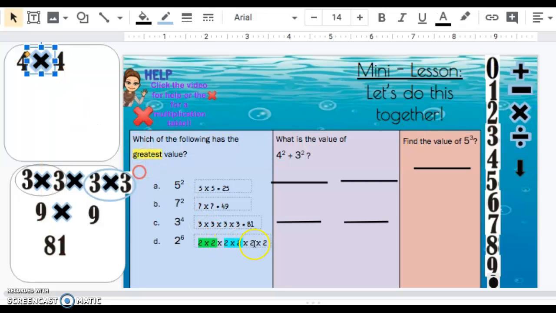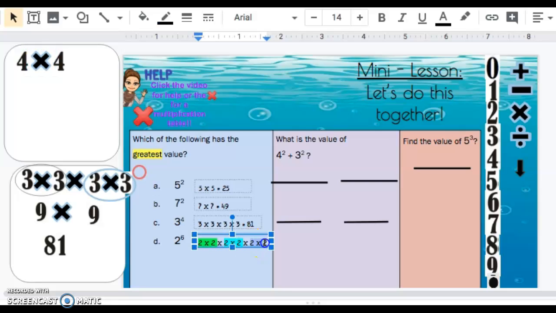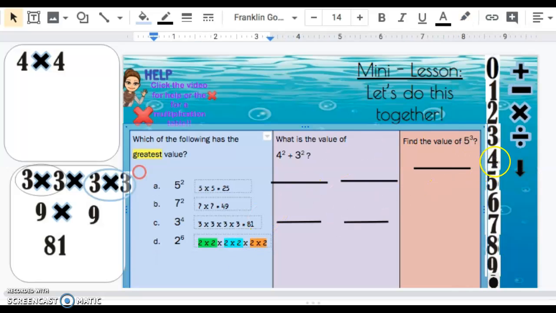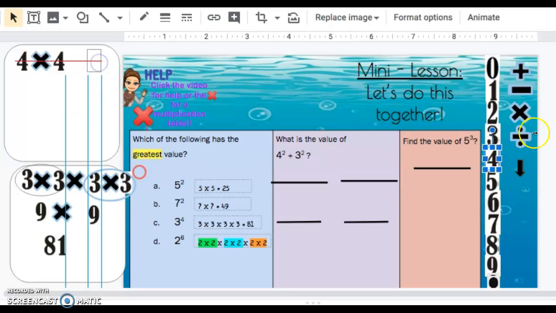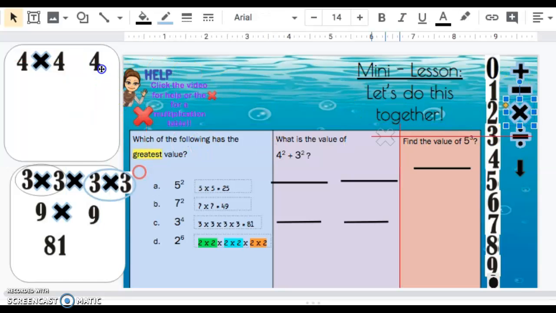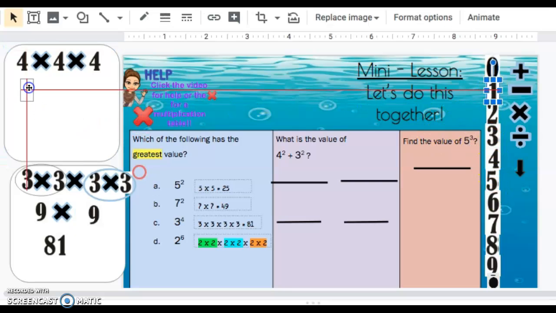And then you have a last set of 2's, which I will color coordinate, and we'll make that orange. And that's another 4. And then if you look, there's a multiplication symbol in between. So we're going to be multiplying again. So that's like 4 times 4 times 4 times 4. Well, we know that 4 times 4 is 16. So we're going to put 16 below that.